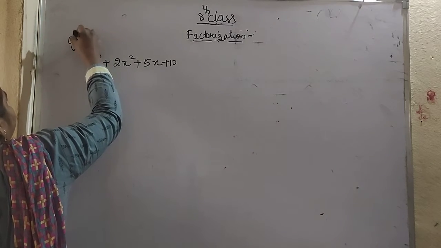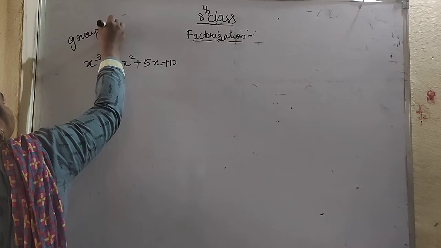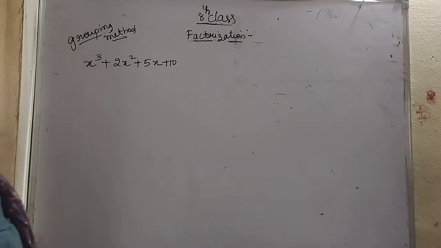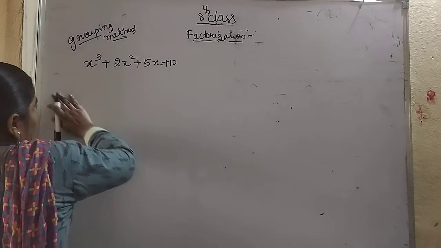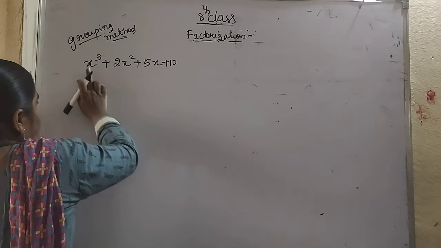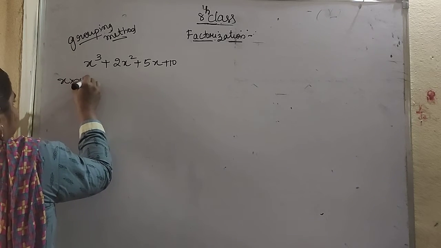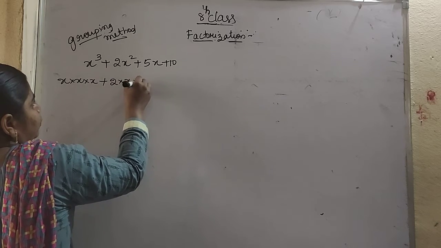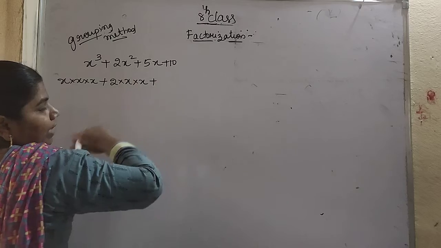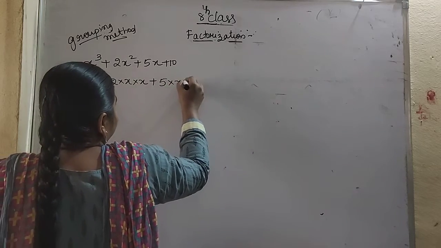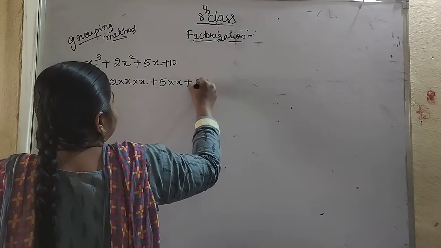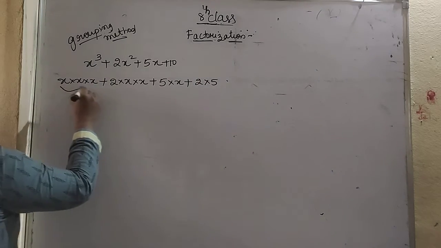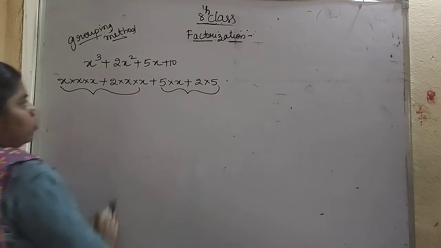So by using the grouping method, so this is by grouping. If you see the first 2 terms, first you factorize all the terms here. X cube can be written as x into x into x. 2x square can be written as 2 into x into x. 5x can be written as 5 into x, and 10 can be written as 2 into 5. Now first 2 terms we will group and second 2 terms we will group here.